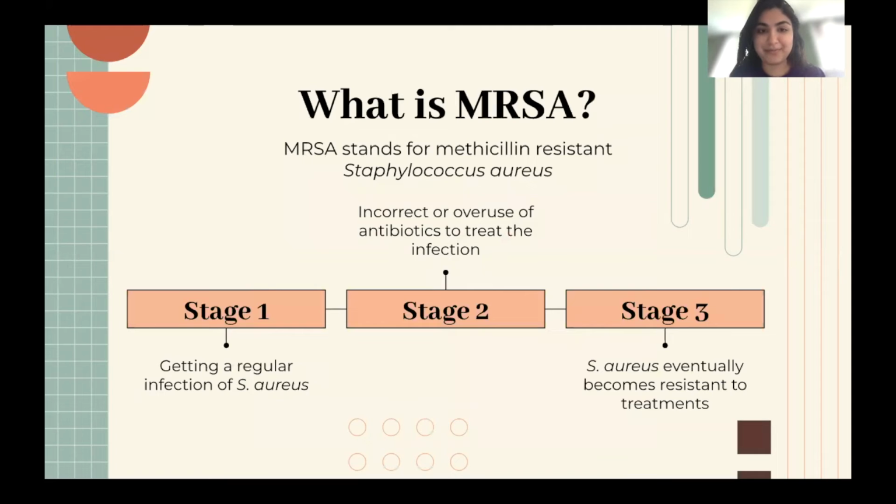This leads me to MRSA. MRSA stands for methicillin-resistant Staph aureus. This strain of Staph aureus occurred because people get regular infections of Staph aureus, and methicillin, the antibiotic, was used incorrectly or too much to treat those infections. This resulted in strains of Staph aureus that eventually mutated and became resistant to methicillin. These strains, now called MRSA, are extremely difficult to treat as they're very resistant to antibiotics.